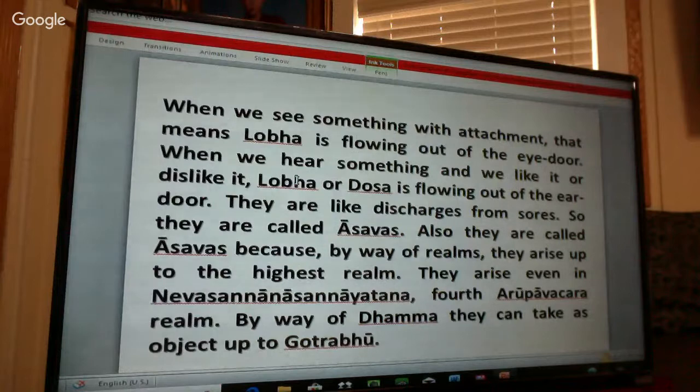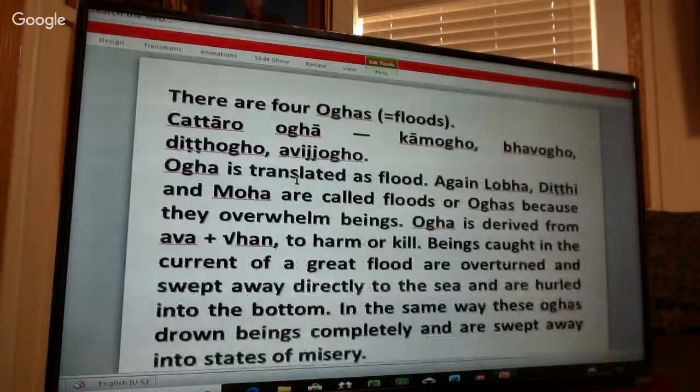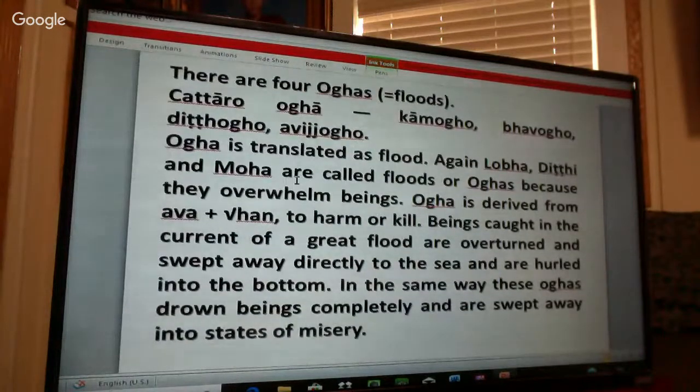So by way of Dhamma, we say like this. But by way of the realm, by way of the plane, we say they reach Nevasaññānāsaññāyatana, the highest existence in the 31 planes of existence in the universe. So asava is like this. We need to understand. And then asava finished, we go to the next one. Ogha. In Pali, ogha.